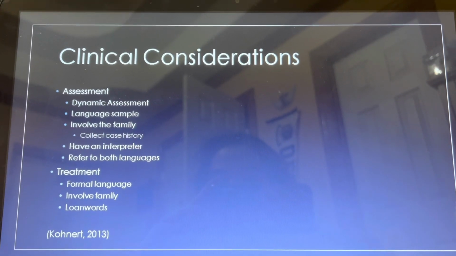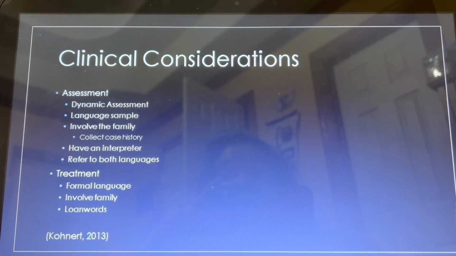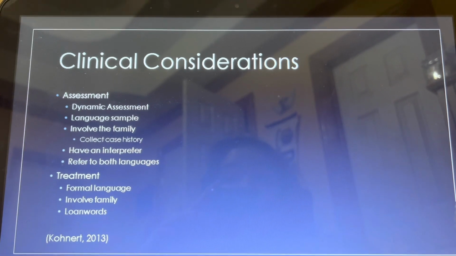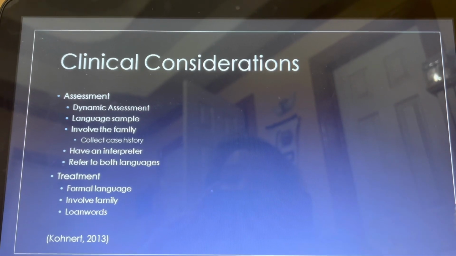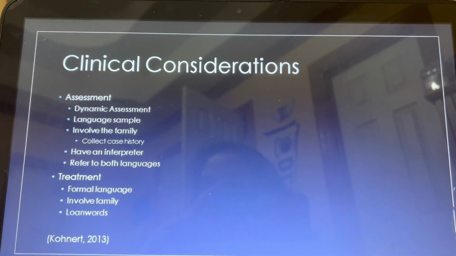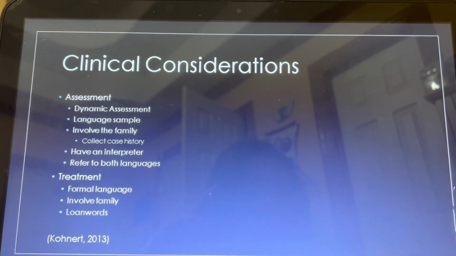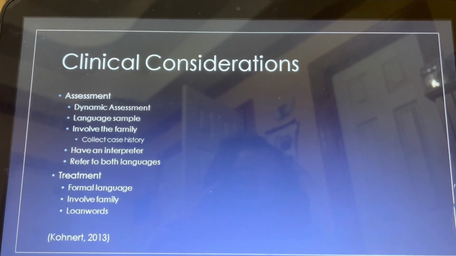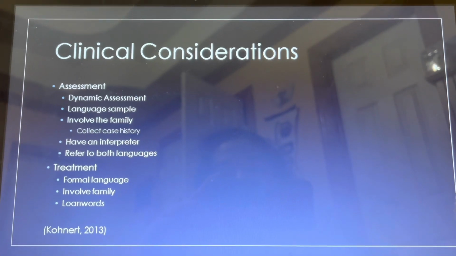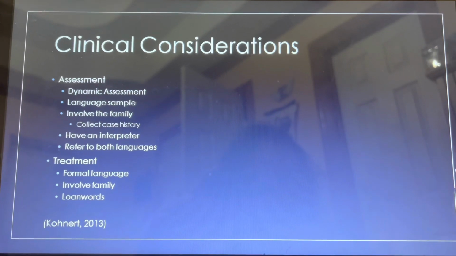For treatment, I put for cultural considerations that your student might be using formal language, student or patient, because in this case, you're considered to be in an honorable position, a respectable position, I should say, since you're basically their doctor. And I would say involving the family would probably be pretty important. And just take note of loan words, I would say.